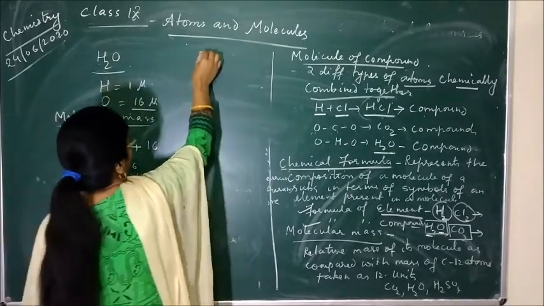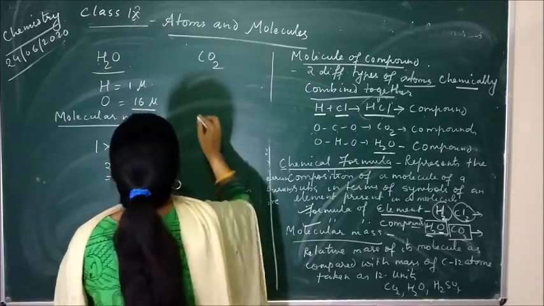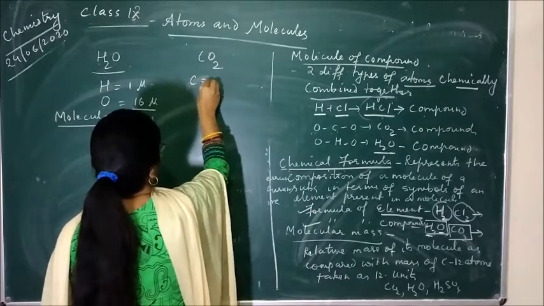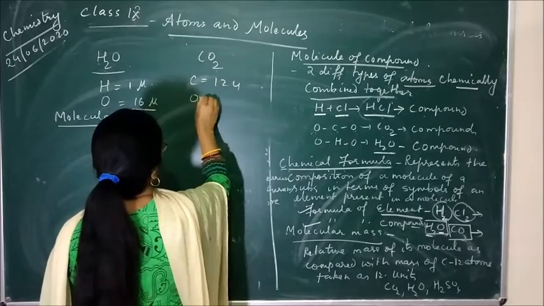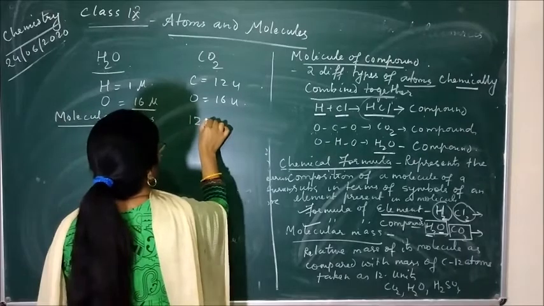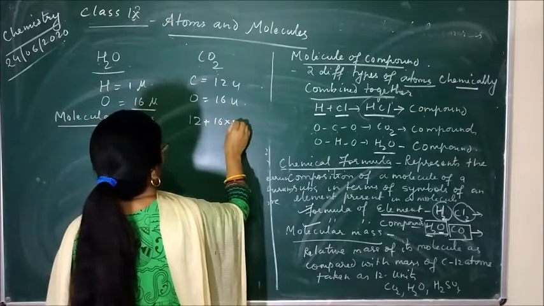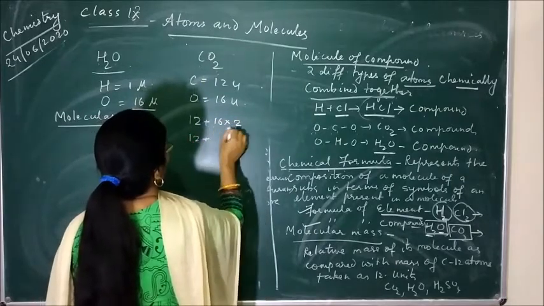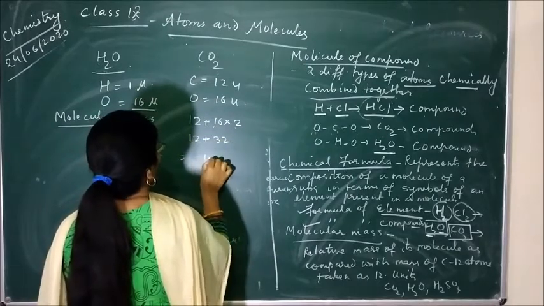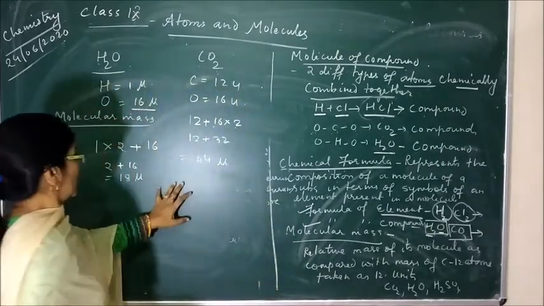So 18 u is the molecular mass of water. In the same way, if we want to derive the molecular mass of carbon dioxide, here a carbon atom is combining with two atoms of oxygen. Carbon has mass 12 u and oxygen has mass 16 u. So in the same formula we take 12 plus 16 into 2. Whatever the number of atoms of the element, we have to multiply it. So 12 plus 32, what will it be? 44 u is the molecular mass of carbon dioxide.